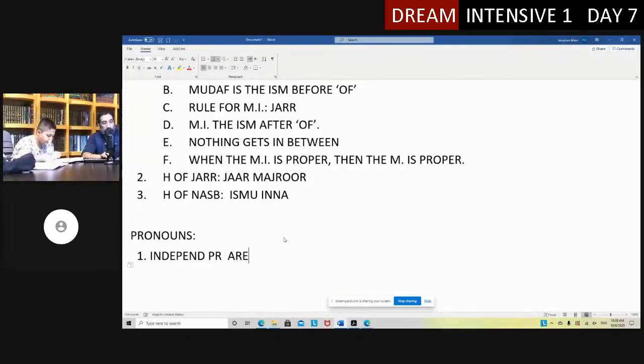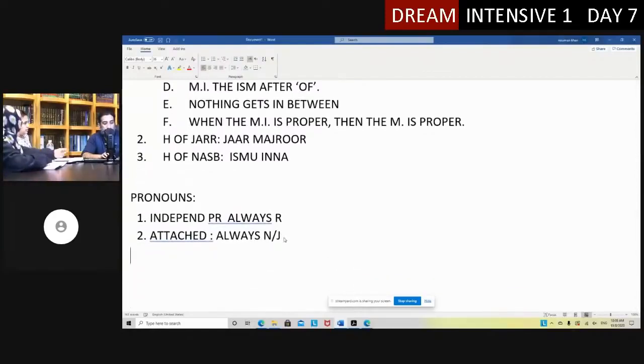In the pronouns, always what? Rafa. Okay, number two. Attached, always to nasab or jar? Nasab or jar.